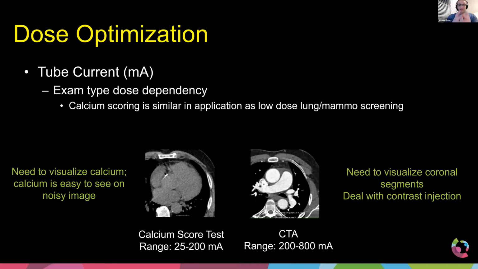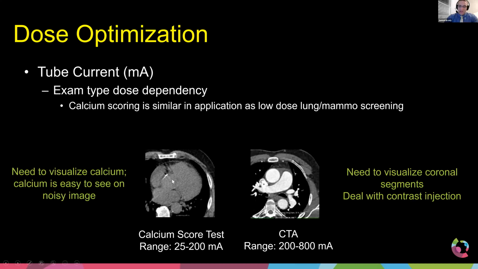So let's just go through this step by step because there's a lot of ways to look at this. And actually, when we break it down, it can actually be fairly simple at each step. So what is the right mA to use? Well, that actually has a lot more to do with what are you trying to image.